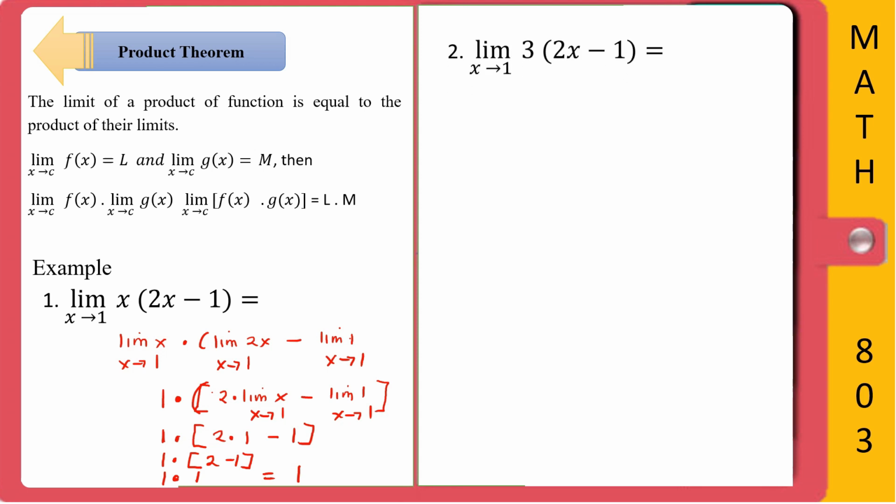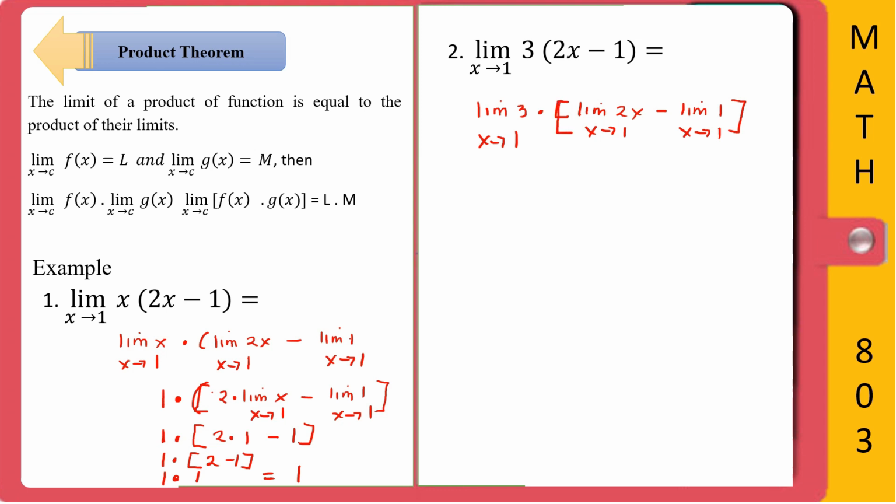Another example, we have the limit of 3 multiplied by 2x minus 1 as x approaches 1. So again, we need to distribute the limit as x approaches 1 in each term. So it becomes the limit of 3 as x approaches 1 multiplied by the limit of 2x as x approaches 1 minus the limit of 1 as x approaches 1.